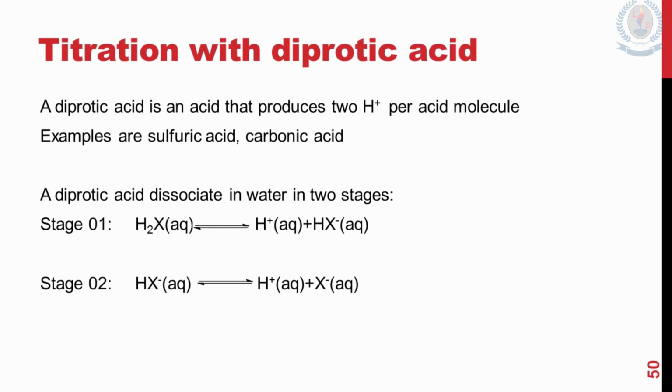Titration with diprotic acids. What is a diprotic acid? A diprotic acid is an acid that produces 2 hydrogen ions per acid molecule. Examples are sulfuric acid, carbonic acid, like that. Now here I mentioned the dissociation of a diprotic acid in water. Diprotic acids have 2 stages of dissociation, as mentioned in this slide.